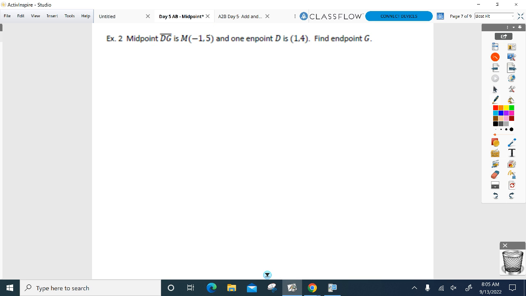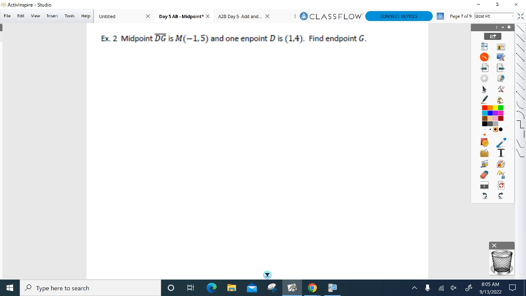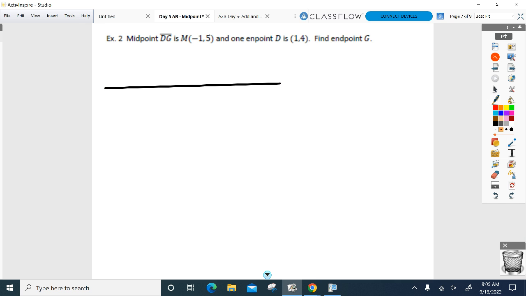When I give you an endpoint and the midpoint, so I'm going to give you the midpoint. Hey, what must have been the other point then? Okay, that's where I need you to be. Don't copy this down. I just want to give you a quick visual of what's going on here. Here's this problem. The midpoint is negative 1, 5. Endpoint D is 1, 4.